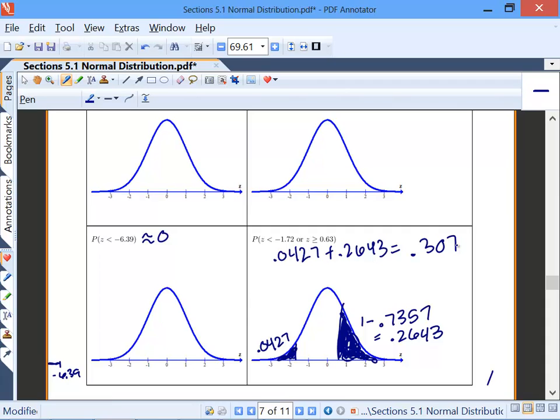Now, when I work with all of these normal distributions and everything else, when we do confidence intervals and everything else for the rest of the semester, I really like to draw pictures. You'll notice on most of my problems I will draw pictures because it really helps me figure out what I'm trying to find, and I suggest that you try and get in that habit as well.